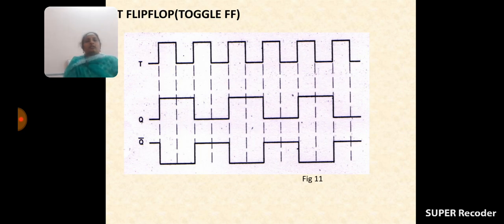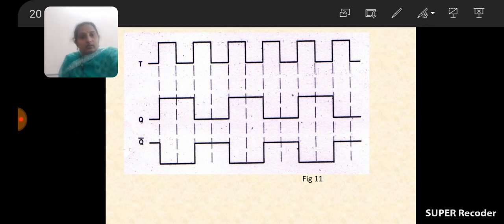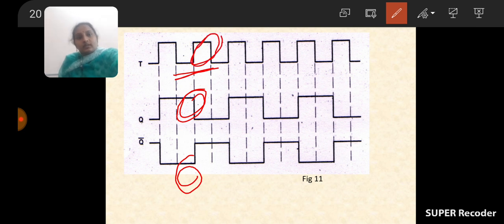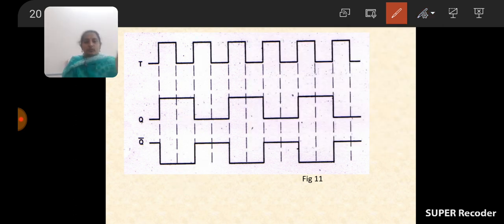See here, some questions are there. These are the clock pulses of T flip-flop. If T is equal to 0, we are getting Q is equal to 1 and Q bar is equal to 0. And in the next case, if T is equal to 1, Q is equal to 0 and Q bar is equal to 1. So in this way, the output is changed. It does not follow the input.